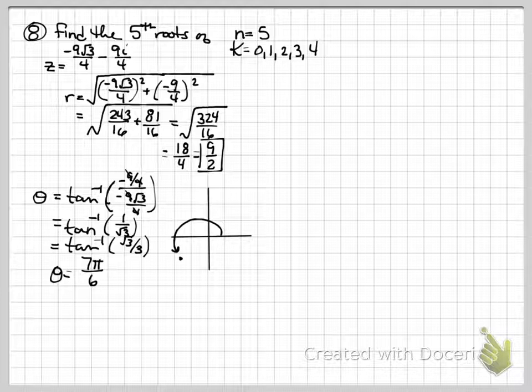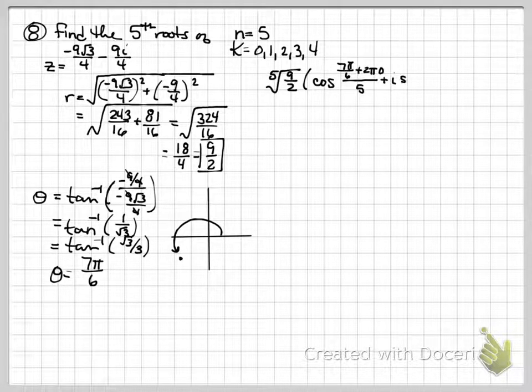Alright, let's do our roots. So we're going to do the 5th root of 9 over 2. And you're probably thinking, how do I do the 5th root of 9 over 2? Well, you just do it this way. 5th root, 9 over 2. You're not going to have to simplify that. The cosine of my angle, which is 7 pi over 6, plus 2 pi, and this time k is 0, so it's times 0, all over n, which is 5, plus I sine of the same thing.